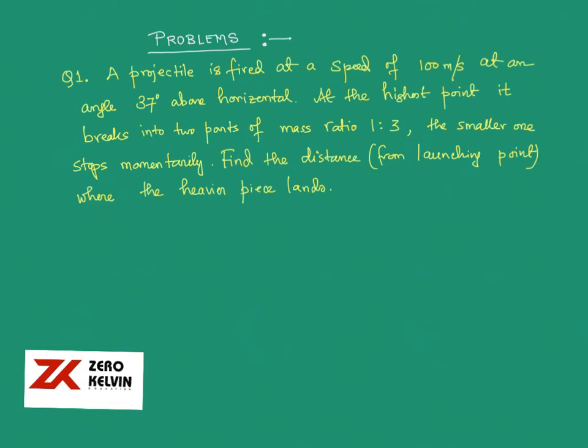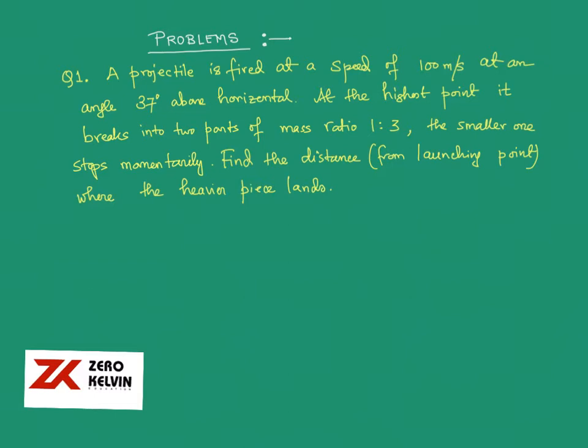So question number 1, a projectile is fired at a speed 100 meter per second at an angle 37 degree above horizontal. At the highest point it breaks into two parts of ratio 1:3. Smaller one stops momentarily. That means when it breaks into two parts, the smaller one stops and drops onto ground. Find the distance where the heavier piece lands.